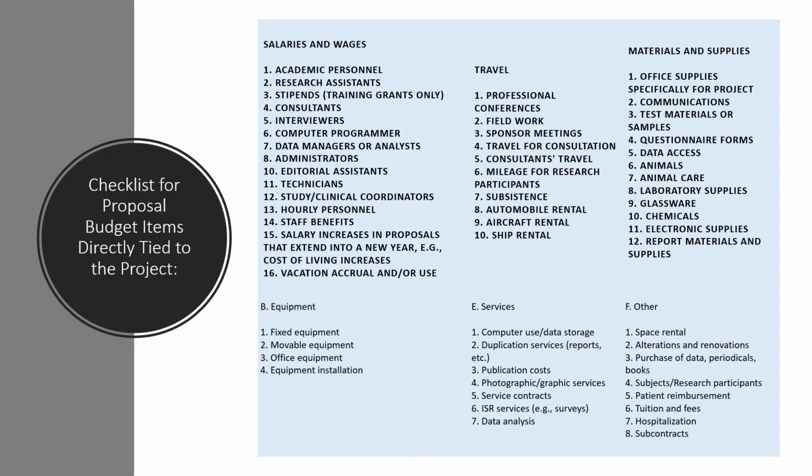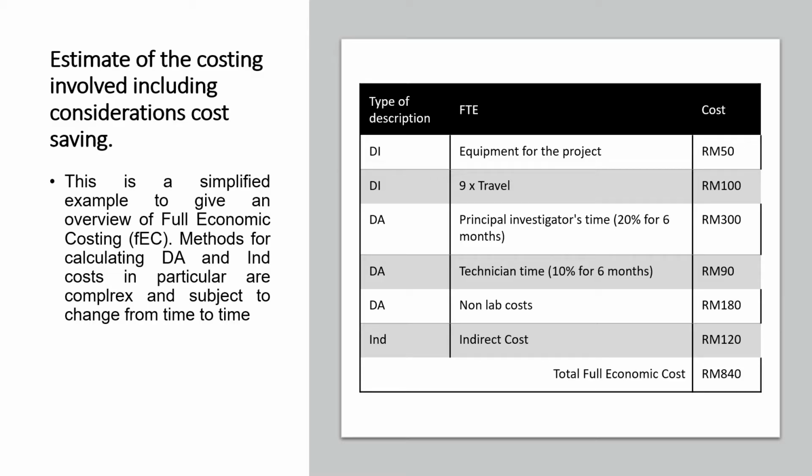Okay, this is the checklist for your proposal budget items directly tied to the project. All of this checklist is what you need to consider for your budget list. All right, this is the example if you want to make a cost estimation.